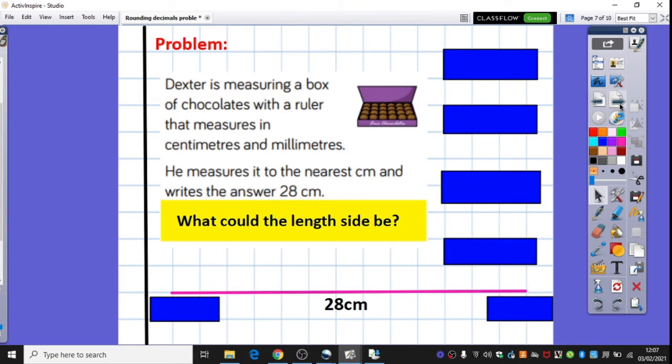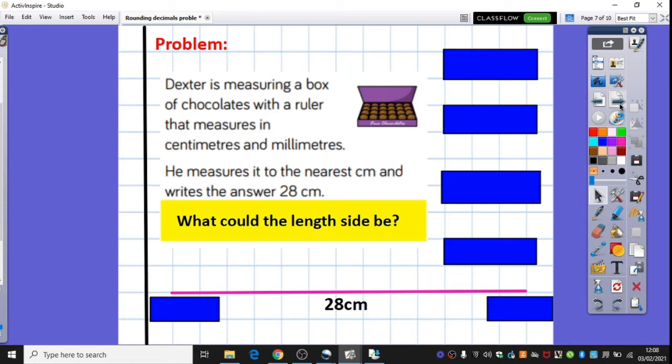So now what we're going to do is have a look at the sorts of problems that you are going to be applying rounding decimals to today. So I'm going to read this problem to you now. Dexter is measuring a box of chocolates with a ruler that measures in centimetres and in millimetres. He measures to the nearest centimetre and writes the answer as 28. The question is, what could the length of the side be?